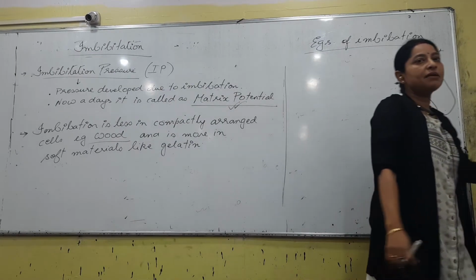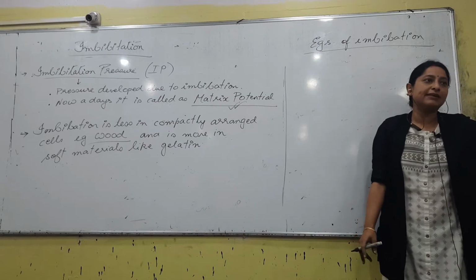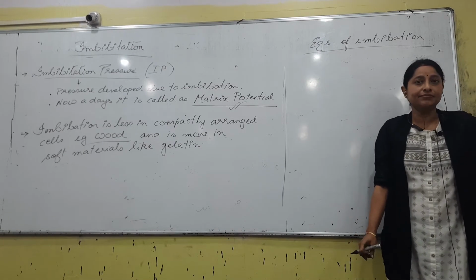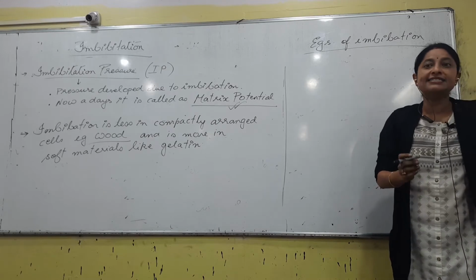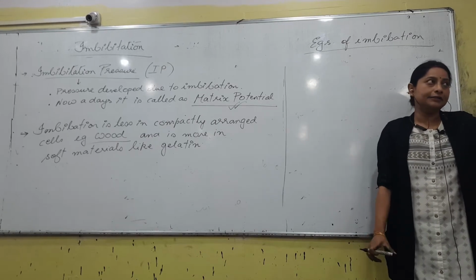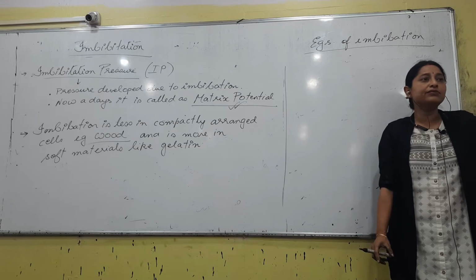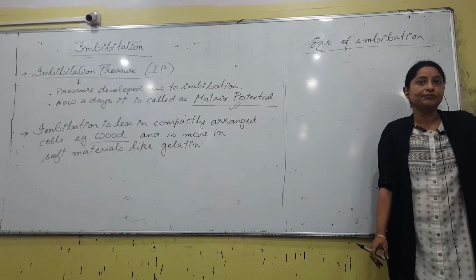So examples of imbibation, generally we remember two examples. One is swelling of the gram seed. When a gram seed is put in water it swells, that's the most common example you remember. And the second example is the bending of doors and windows during rainy season.